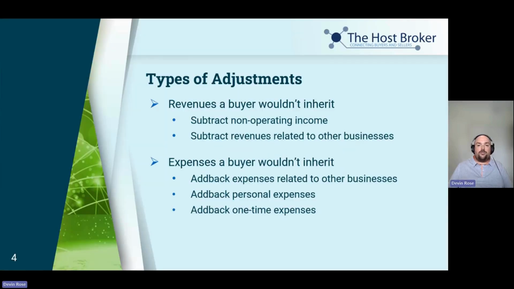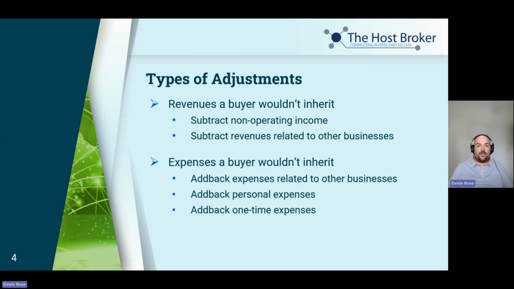So the types of adjustments that we'll be looking to make to calculate adjusted EBITDA, first of all, are revenues that a buyer wouldn't inherit. So we would subtract any non-operating income. We would also subtract any revenues related to the seller's other businesses. Quite often we see an MSP owner might be running other business expenses through their MSP financials, in which case we adjust for those by subtracting the revenues associated with them.